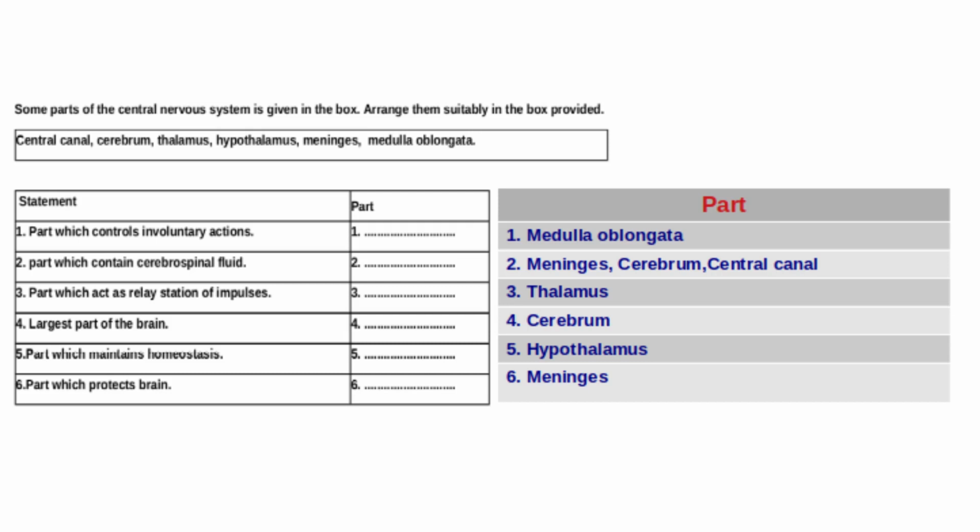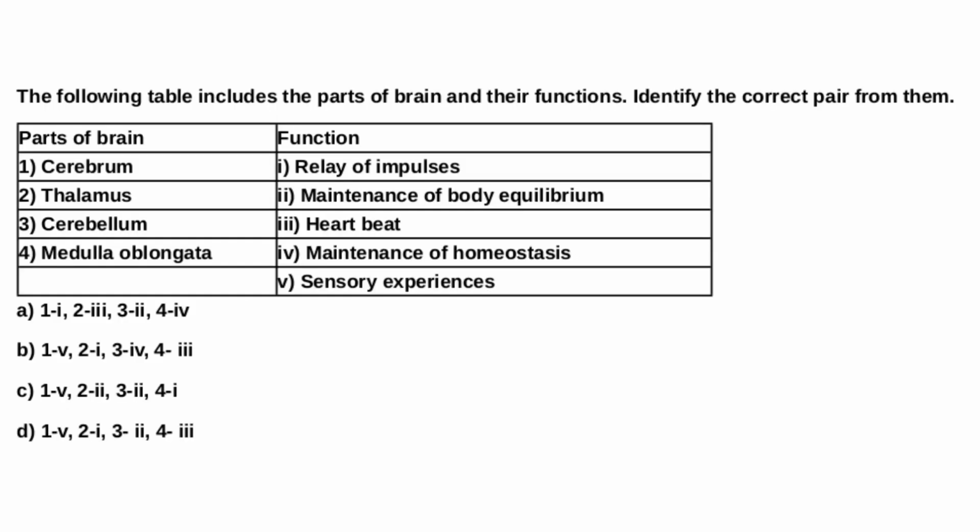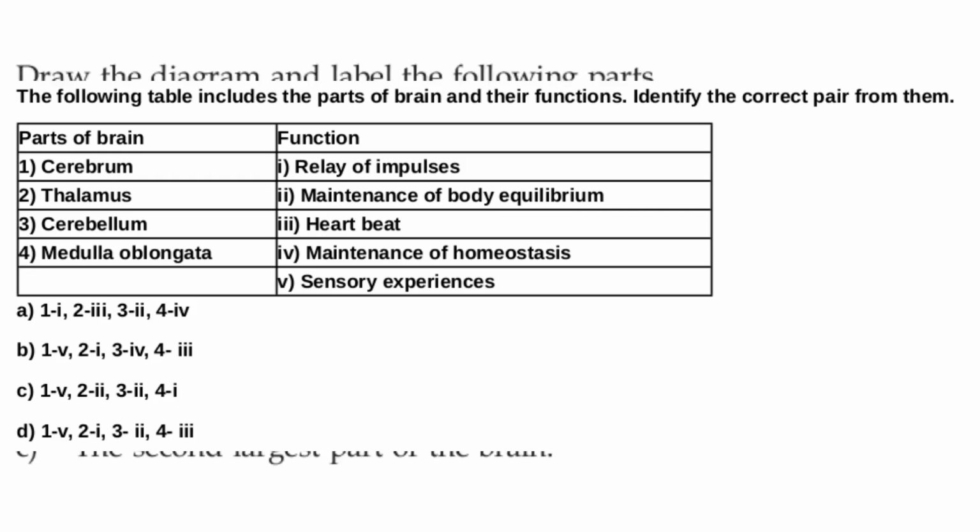Third question, part which act as a relay station of impulse. Answer, thalamus. Fourth one, largest part of the brain. Answer, cerebrum. Fifth one, part which maintains homeostasis. Answer, hypothalamus. Sixth one, part which protects brain. The answer is meninges. Next question.